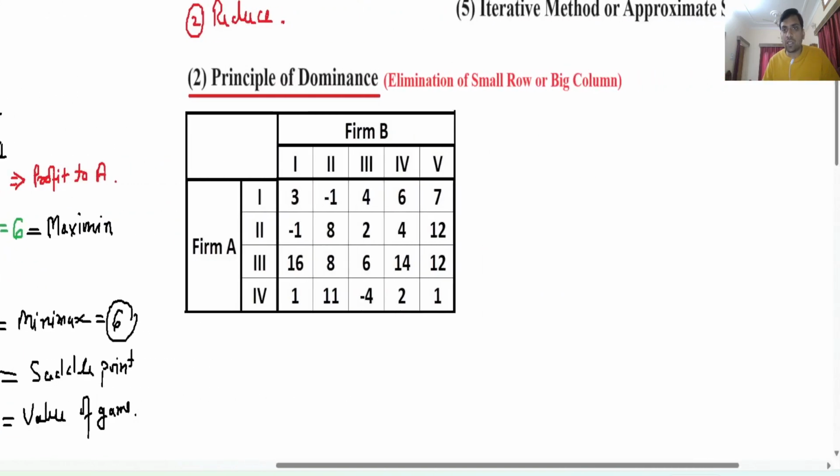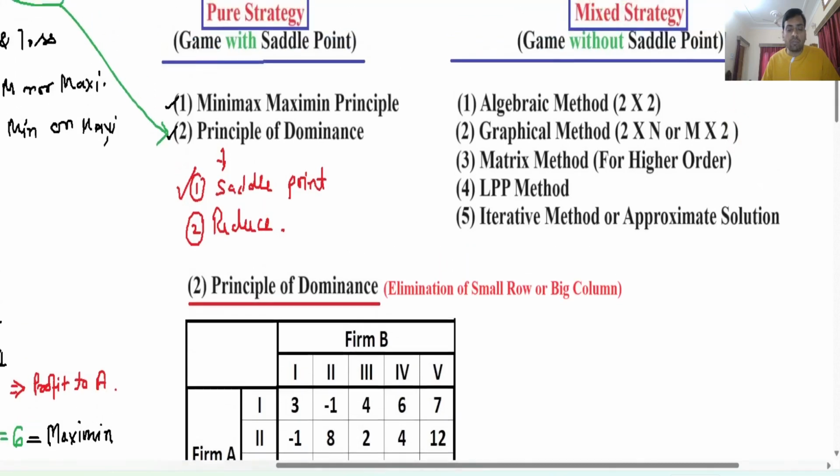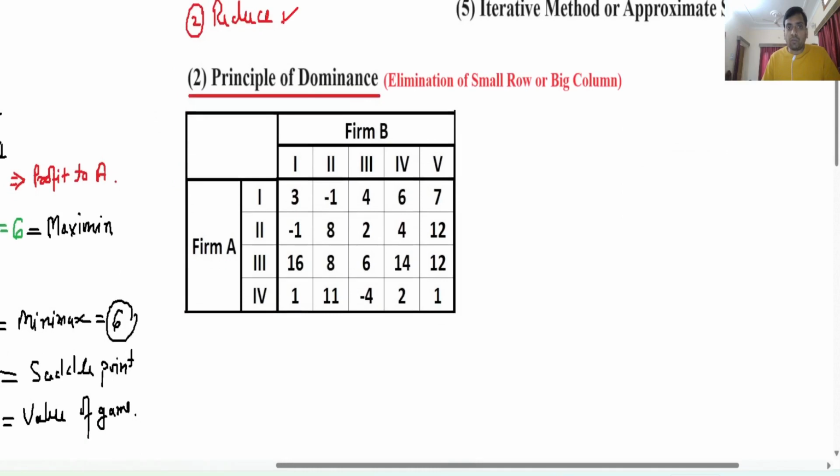This method is known as principle of dominance, and the utility of principle of dominance is two. First part is to get saddle point, and second part is to reduce the size of payoff matrix. Why we will reduce the size of payoff matrix? Because we need to apply algebraic method or graphical method in case when we don't have this saddle point. So today we will see principle of dominance.